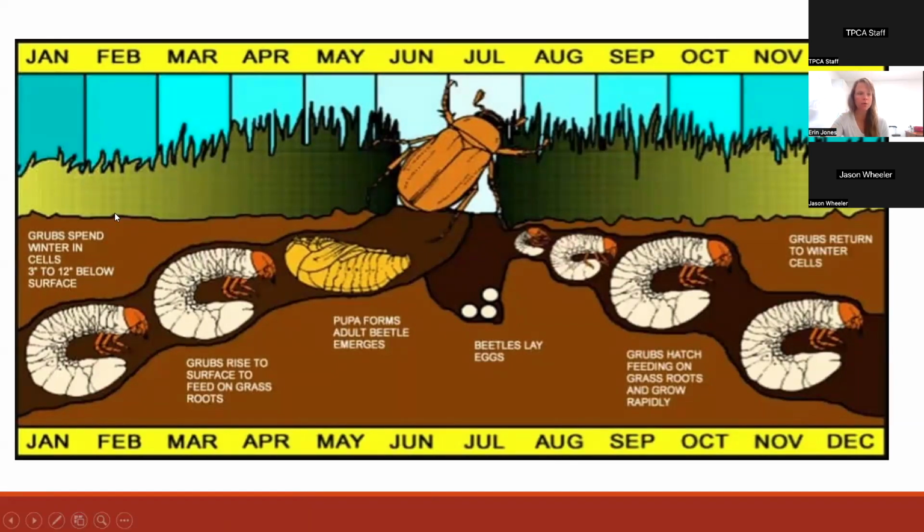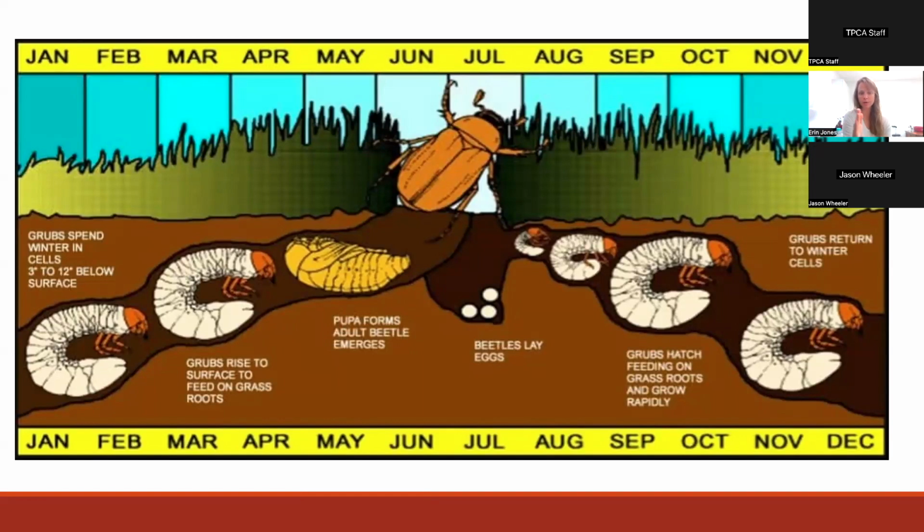So I'm going to start out over here in January. At the beginning of the year, we've got grub worms that are 3 to 12 inches below the surface. So if we're going to try to apply a pesticide, that may not be the best time because they're not feeding, they're probably dormant, and they're too far down below the surface. So we can see here that in March and April, they are going to move up and begin feeding on the grasses. So that may be a time when the insecticide label says that we need to apply.